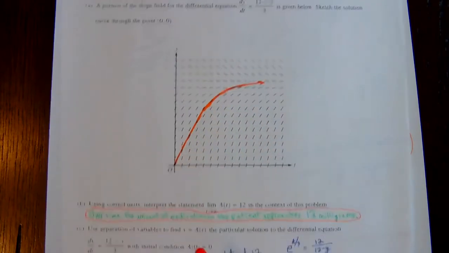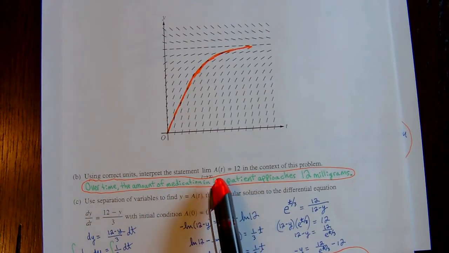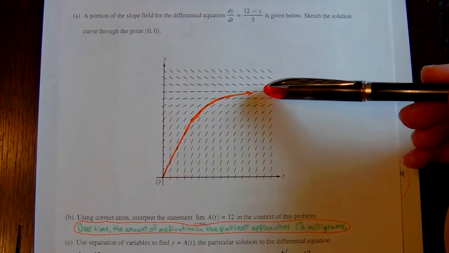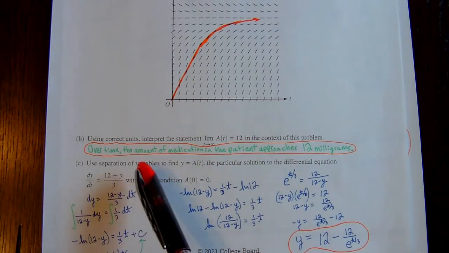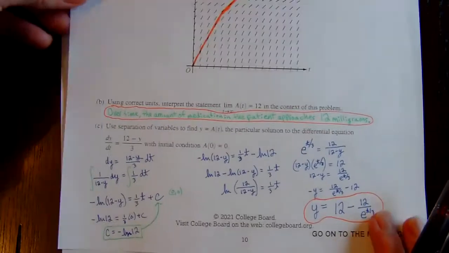And then for part B, it says using the correct units, interpret the meaning of the limit as t approaches infinity. As you approach infinity, notice that it gets more and more level, approaching this 12 that they gave us. So that just means over time, the amount of medication in that patient is approaching 12 milligrams. All right, now letter C is what our strengths are.